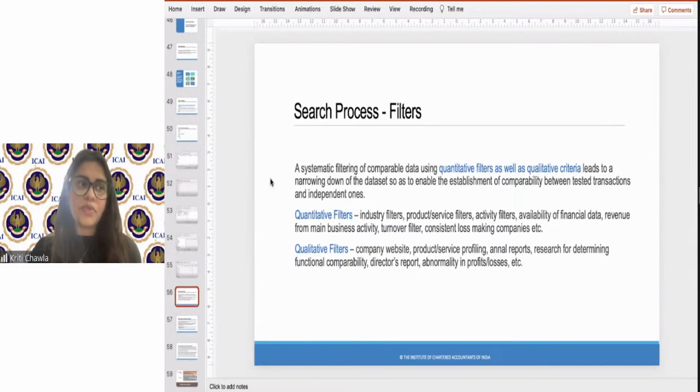And again, it's a subjective process because we used a turnover filter and a consistent loss-making filter, but other people might not do that. So these are very basic filters. Everyone should do it. But then again, it's a very subjective thing. So in the entire process of filtration of companies, it's a very, very subjective exercise. It requires art and skill, and it just depends on facts and circumstances.